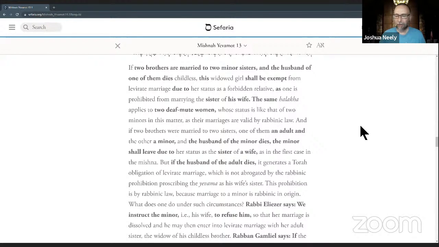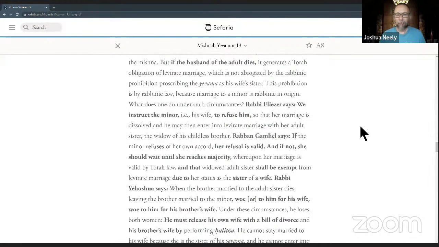And if the two brothers were married to two sisters, one an adult and the other a minor, and the husband of the minor dies, the minor shall leave due to her status as the sister of a wife, as in the first case in the Mishnah. But if the husband of the adult dies, it generates the Torah obligation of levirate marriage, which is not abrogated by the rabbinic prohibition of the yevamot as his wife's sister. This prohibition is by rabbinic law because marriage to a minor is rabbinic in origin. What does one do under such circumstances?